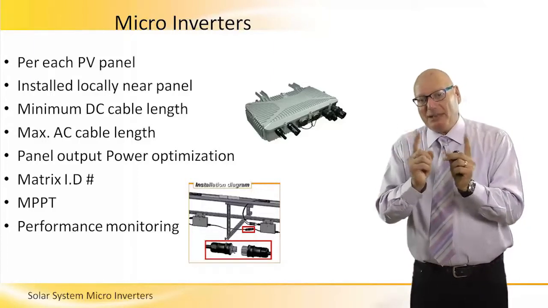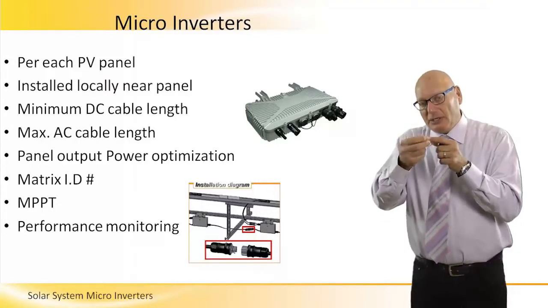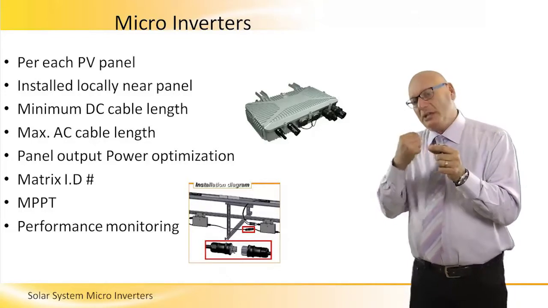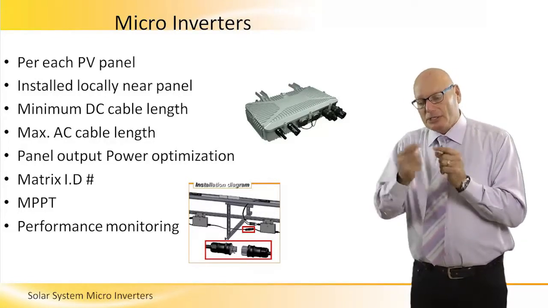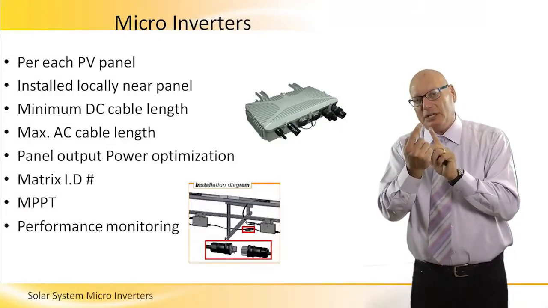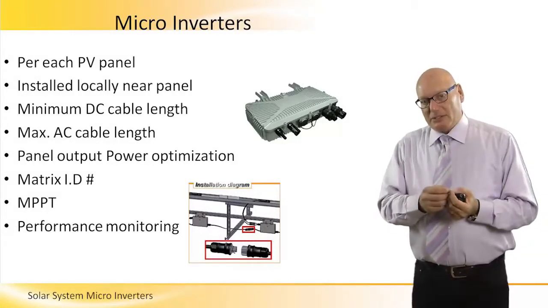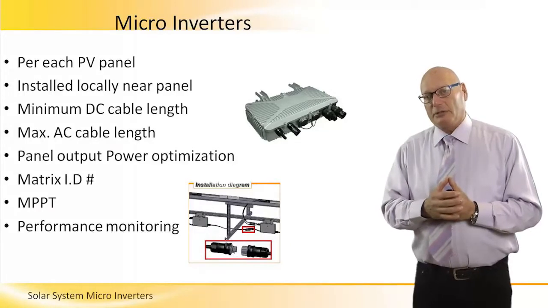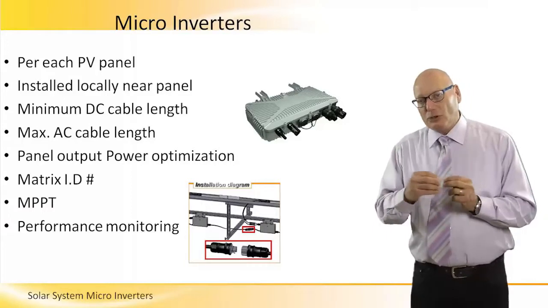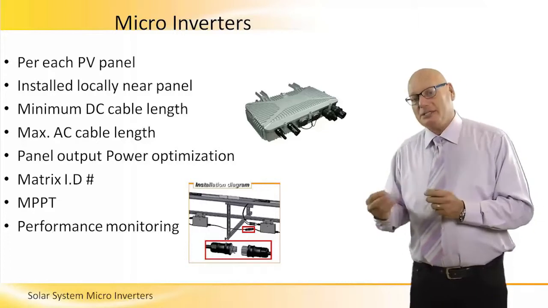The DC cable length is minimum. This microinverter receives DC from the panel, immediately, locally converts it into AC and sends it to the line. So the total distance of the DC cable is really kept to the minimum, which means the maximum AC cable length. But this is less important because voltage drop is significantly higher in DC than in AC.